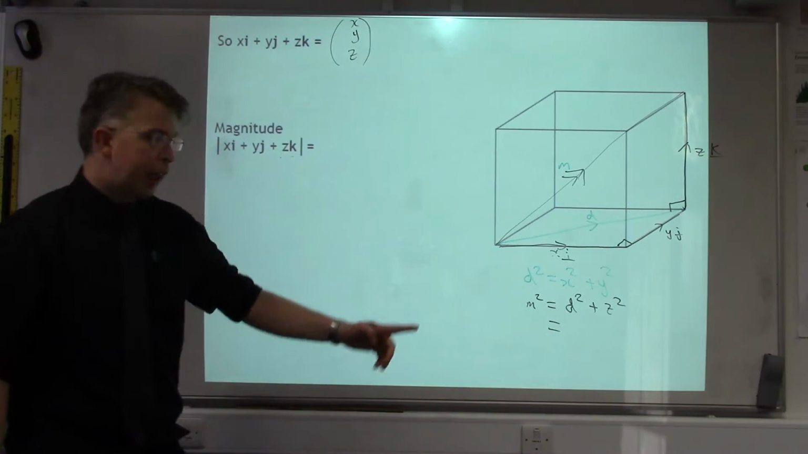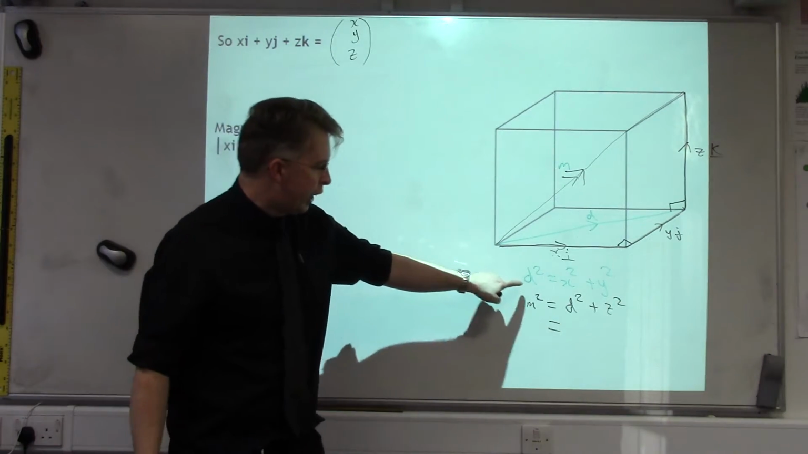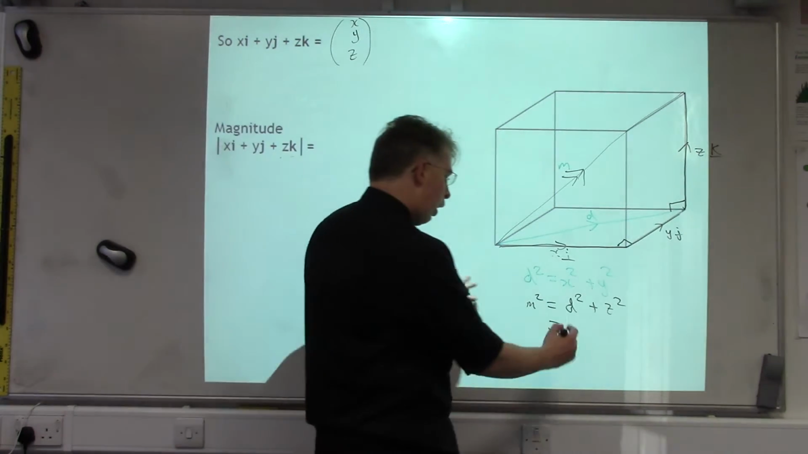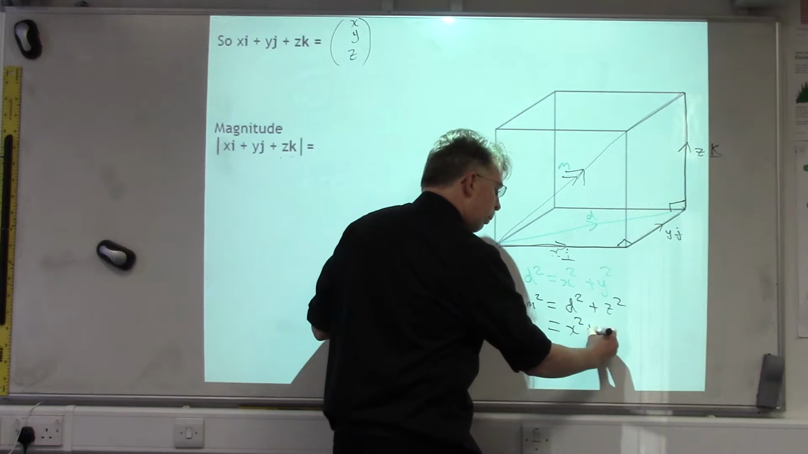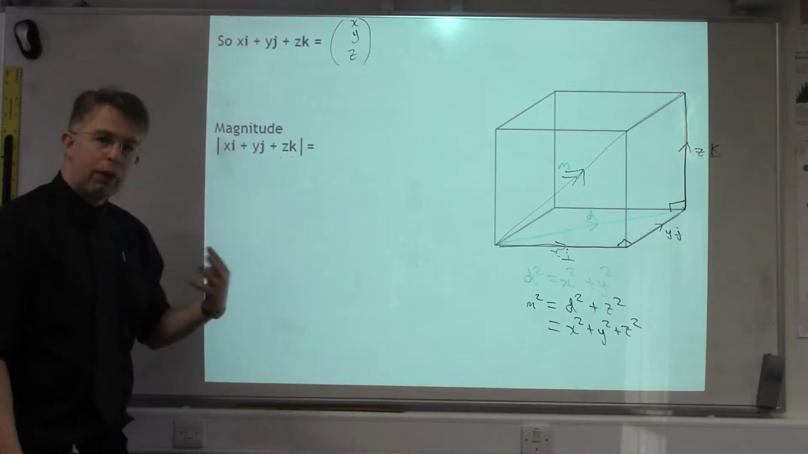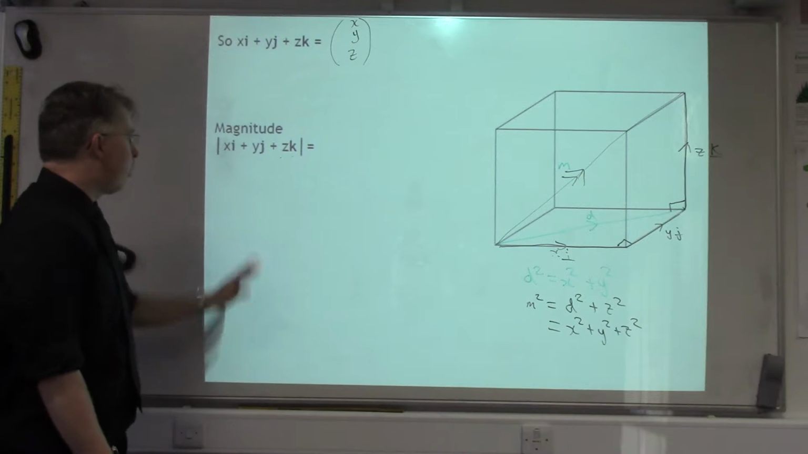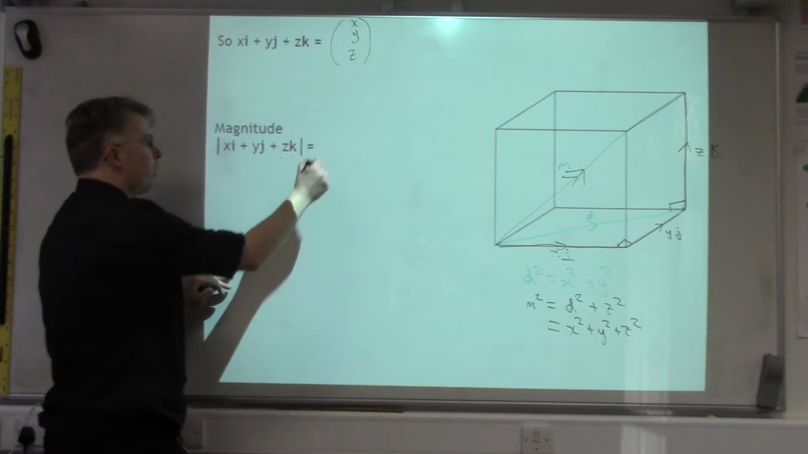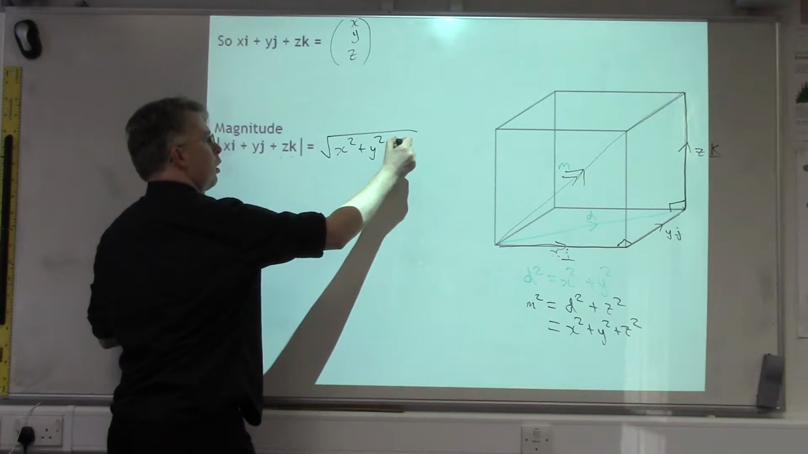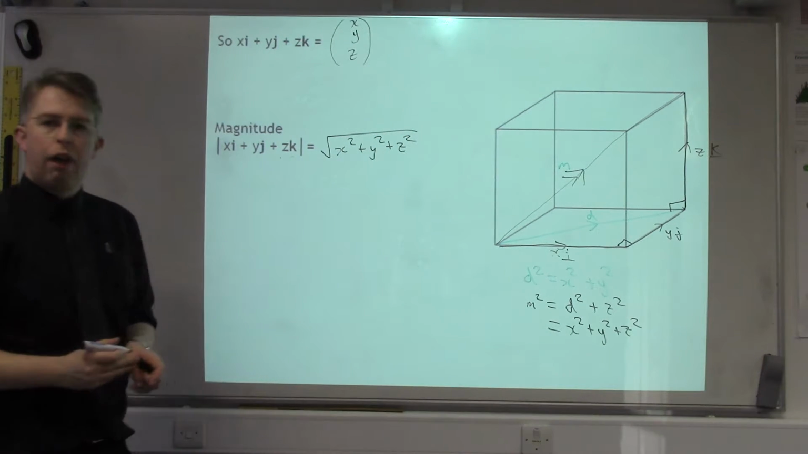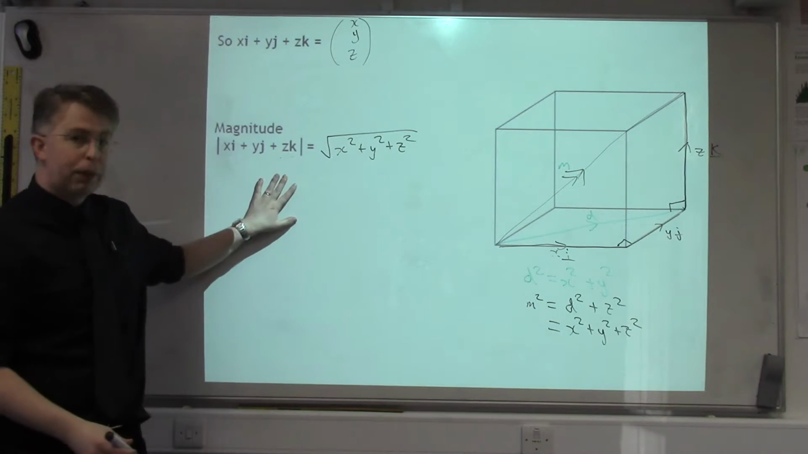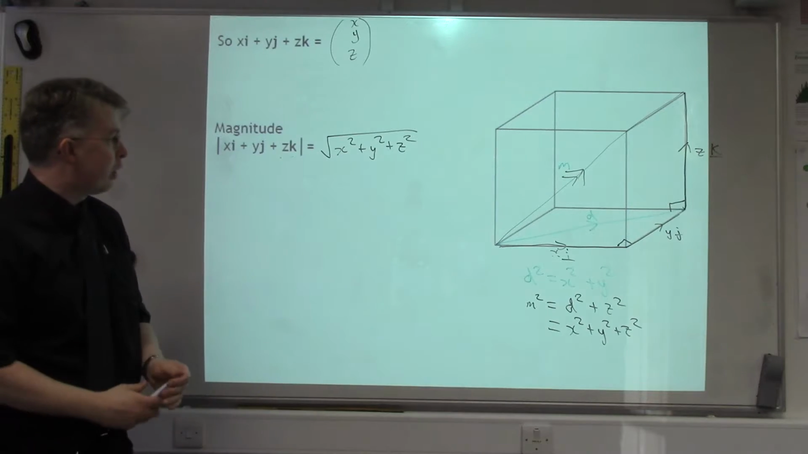But going back to the green working, D squared is equal to x squared plus y squared. So M squared is equal to x squared plus y squared plus z squared. And because we actually want M and not M squared, we square root it to get the magnitude. So we get the square root of x squared plus y squared plus z squared. So what we have, as I've said before, is a 3D Pythagoras.